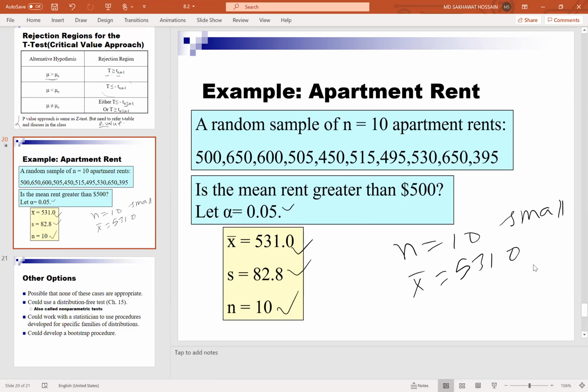So what type of test do we need to use in this case? Should we use a t-test or a z-test? Which test should we use in this case? Yes, we should use the t-test, right? Since the sample size is small and sigma is unknown. We know the s, we do not know sigma, so we should use the t-test.